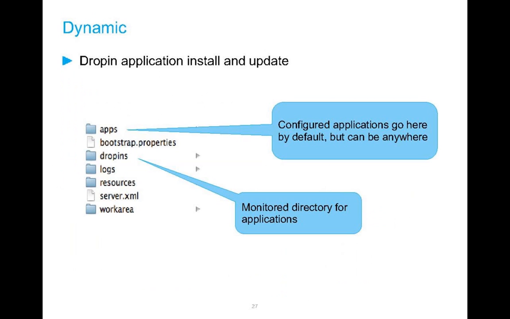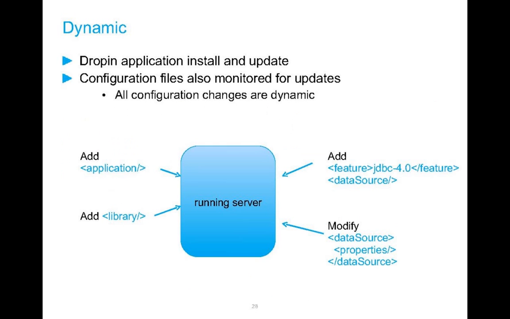Suppose you have an application and a resource adapter, you can drop both of them inside and both will get deployed. So that is a dynamic installation process that is made available. And the other difference here is that configuration files are also monitored for updates. Any changes that you make to the server.xml take effect. For example, your app is running and you make a change in the data source to make it point to a different database. That change will happen at runtime.